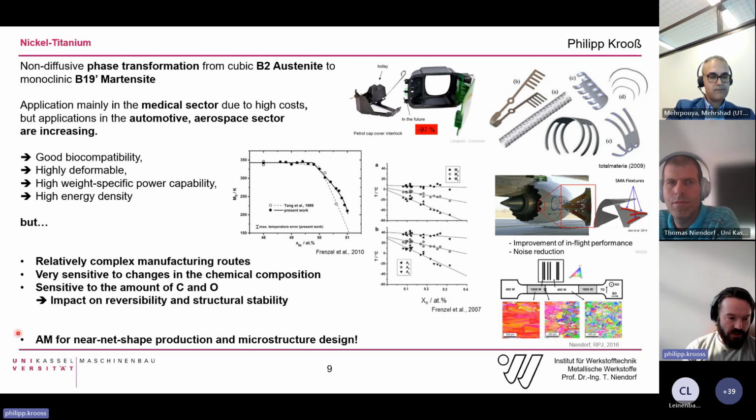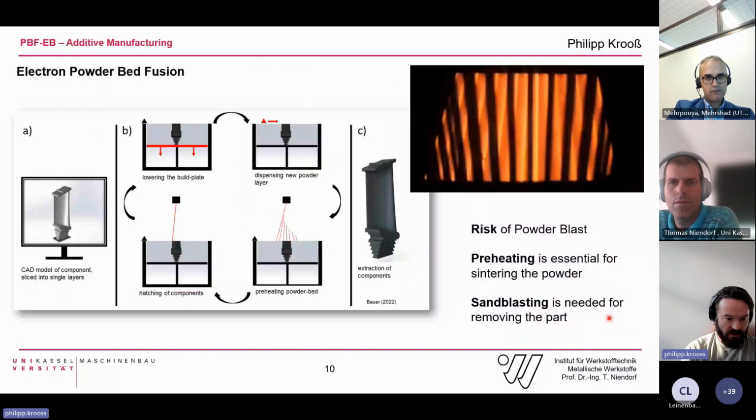So AM, we do it, as I said before, for near net shape production, and also, as we just learned from Christian's talk, for microstructure design. Here's a famous picture from Professor Niendorf from 2016. It's a structural steel, but basically it's the same. We can go for highly textured microstructural areas and for finer grained ones, and then we can switch the properties. This is the same topic which Christian just told before for this iron manganese system.